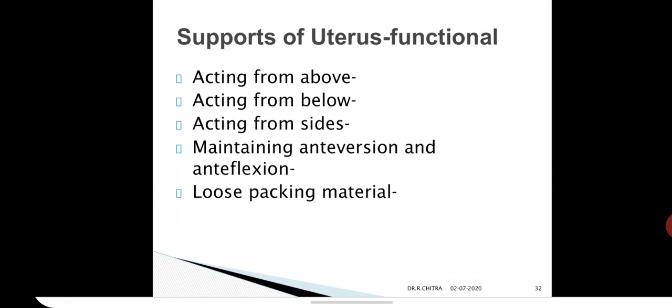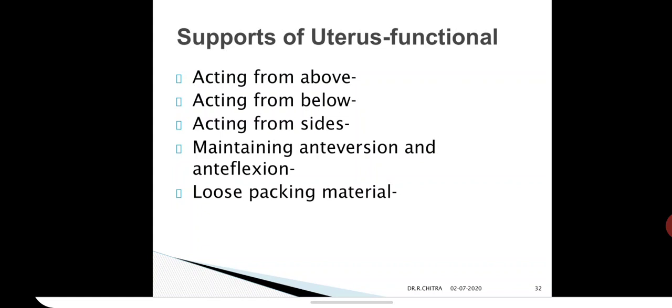Supports of the uterus, functionally, are acting from above, acting from below, and acting from the sides. Acting from above is the peritoneum; they maintain the sling action. Acting from below are the pubovaginal parts of the levator ani, which constrict the vagina, the posterior wall of the vagina, which supports the tip of the cervix, and the upper surface of the bladder. Acting from the sides is Mackenrodt's ligament.